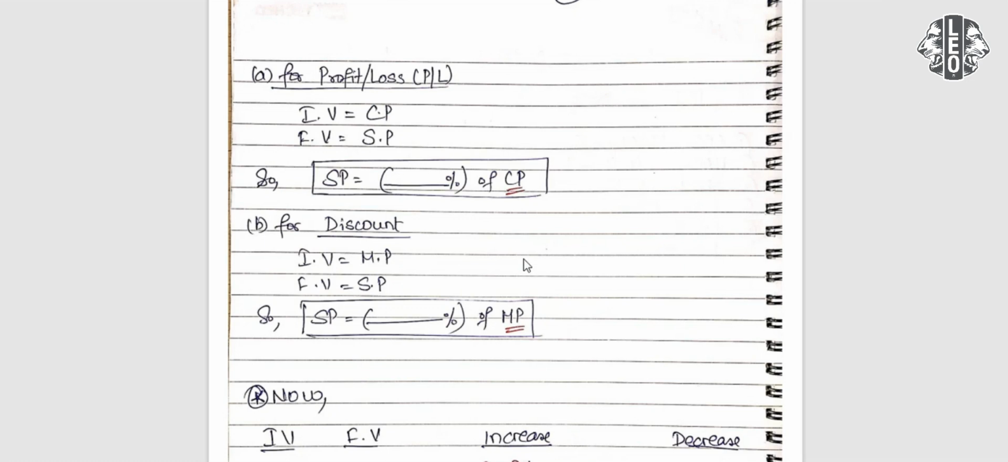Selling price, the final value, is equal to dash percentage of what? What is the initial value here? Marked price or labeled price. So SP is equal to dash percentage of marked price. Please note these two formulas down. Let me explain these two formulas in detail in the coming pages.